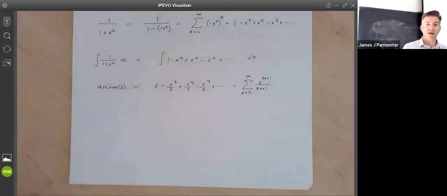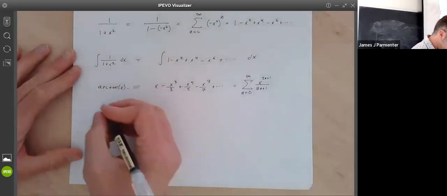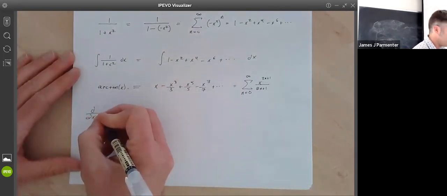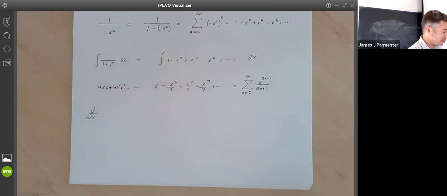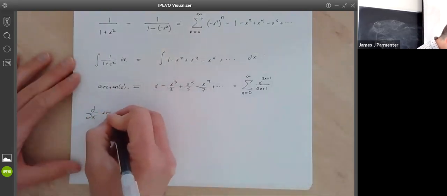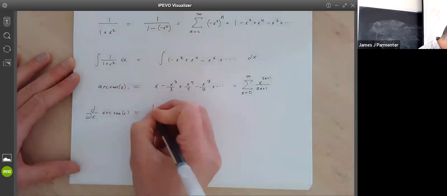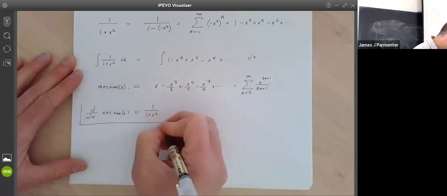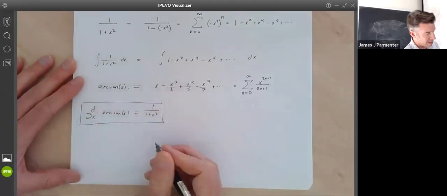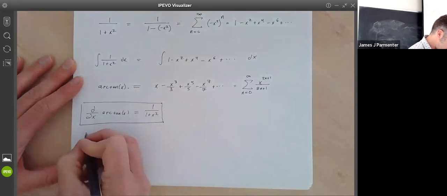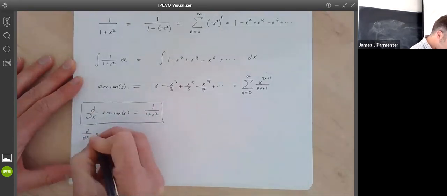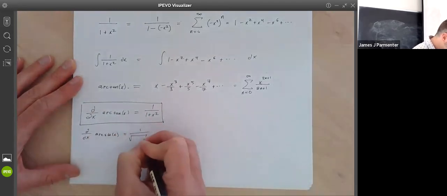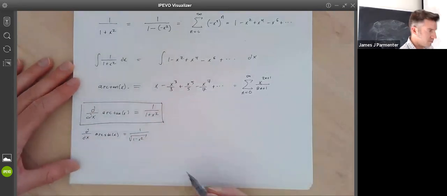Oh, good question. The arctangent came from the fact that we know, or we were supposed to have learned in 21A or 21B, that the derivative of the arctangent of x is equal to 1 over 1 plus x squared. That's where that's coming from. In a similar way, you would also have seen that the derivative of the arc sine of x, or the inverse sine of x, is 1 over the square root of 1 minus x squared.